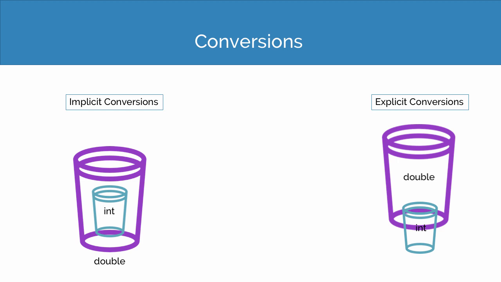But in case of explicit conversion, what happens is that when we try to accommodate double into the int, then we lose some data due to its size, because the double is of greater size. So when we try to accommodate double into the int, we definitely lose some data. Let's check it out inside the IntelliJ IDE.